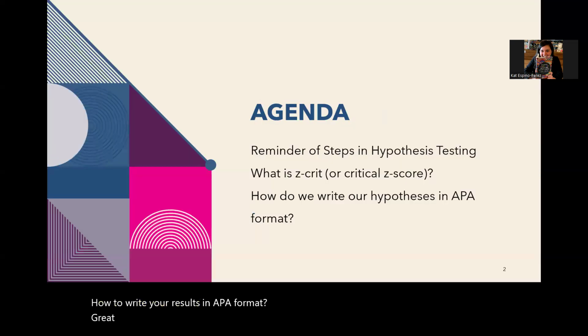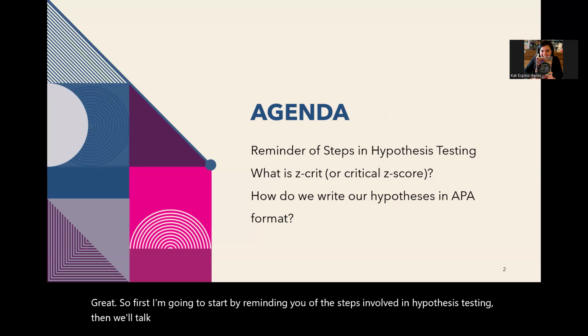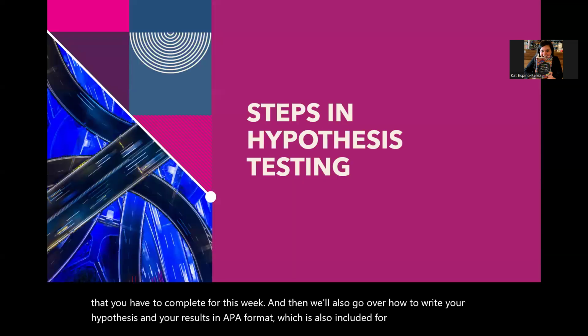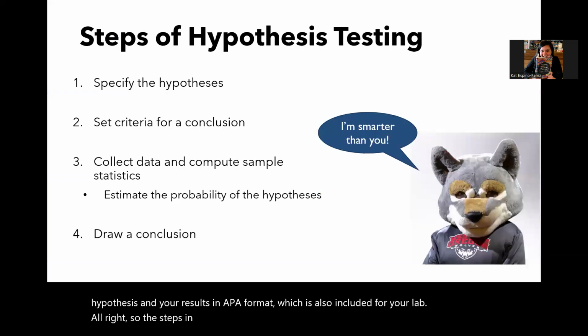So first I'm going to start by reminding you of the steps involved in hypothesis testing. Then we'll talk about what a Z-crit, or a critical Z-score, is, because that's involved in the lab that you have to complete for this week. And then we'll also go over how to write your hypotheses and your results in APA format, which is also included for your lab.